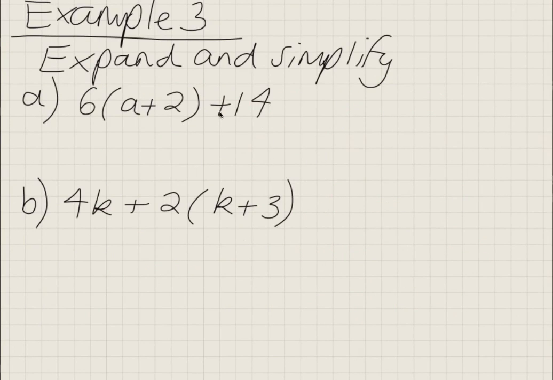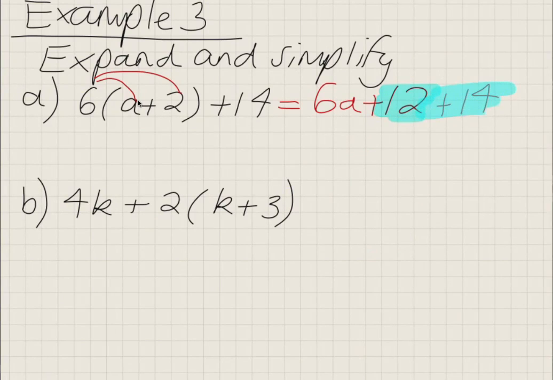So expanding these ones first, we will get 6 times a, 6 times 2. So just imagine that the 14 isn't there at the moment. So 6 times a will give 6a. 6 times 2 gives 12, and then we still have the plus 14 on the end. Now looking at our like terms, we have 12 and 14 are the only numbers without letters, and 6a is by itself. So 6a stays at the front, and 12 plus 14 gives 26.